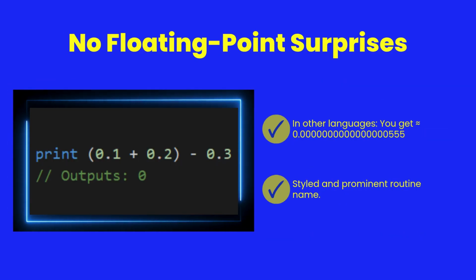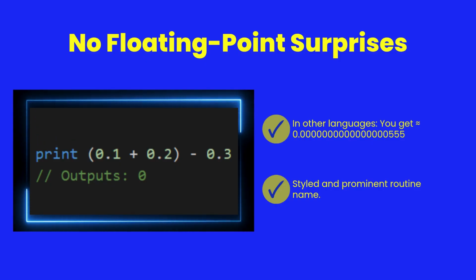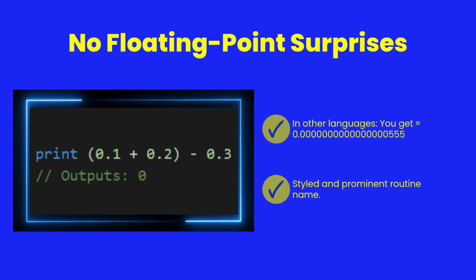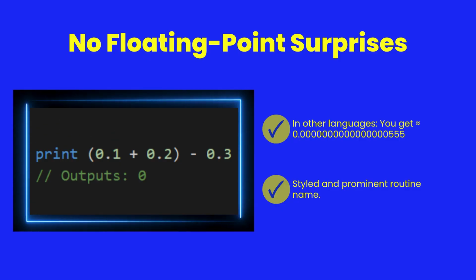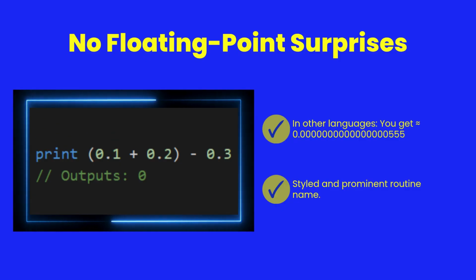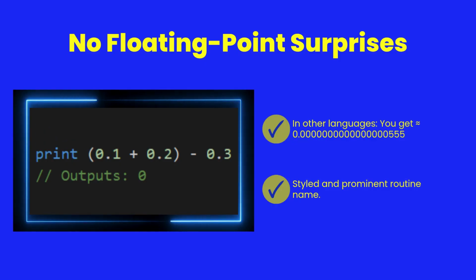Floating point errors plague most languages. But in SheerPower, 0.1 plus 0.2 minus 0.3 equals 0. Exactly 0. And that's how you can trust your accounting, scientific, and financial logic.